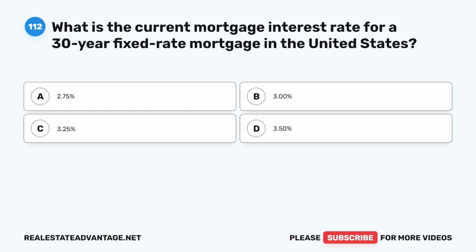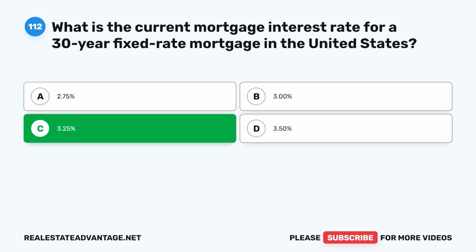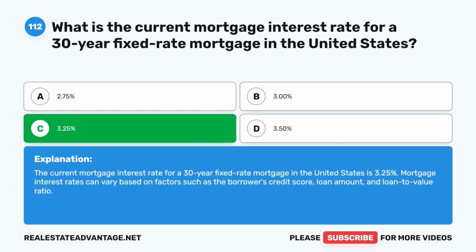Question 112. What is the current mortgage interest rate for a 30-year fixed-rate mortgage in the United States? A, 2.75%. B, 3.00%. C, 3.25%. D, 3.50%. The correct answer is C, 3.25%. The current mortgage interest rate for a 30-year fixed-rate mortgage in the United States is 3.25%. Mortgage interest rates can vary based on factors such as the borrower's credit score, loan amount, and loan-to-value ratio.